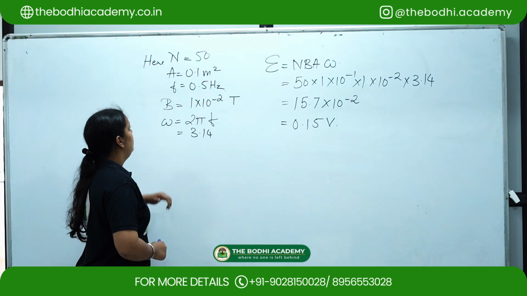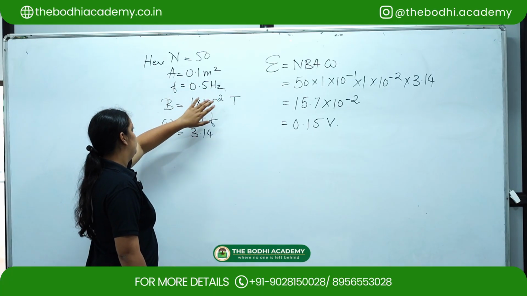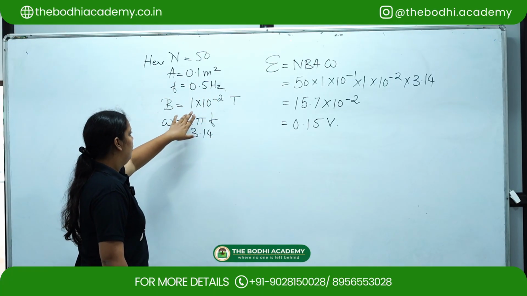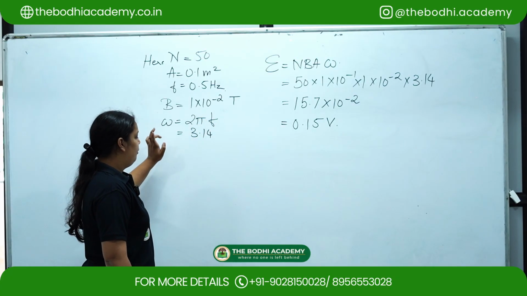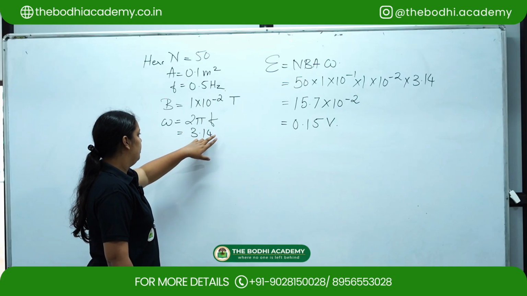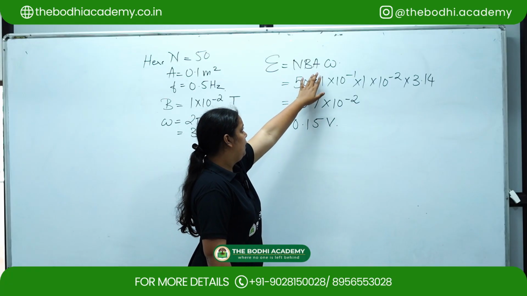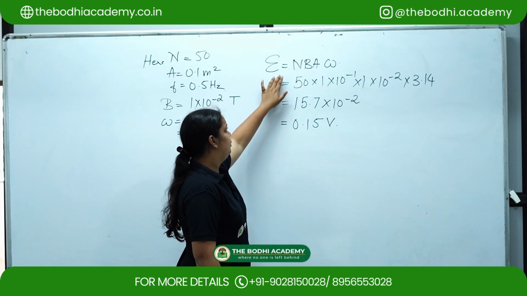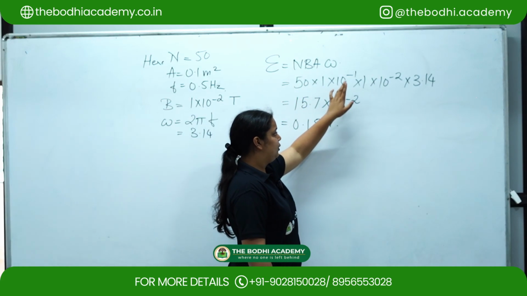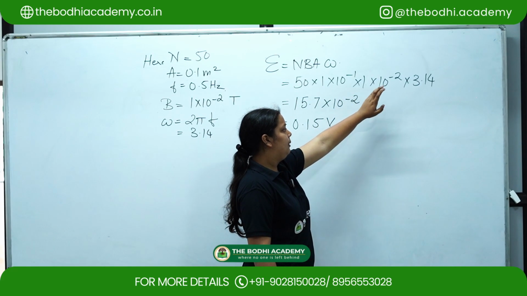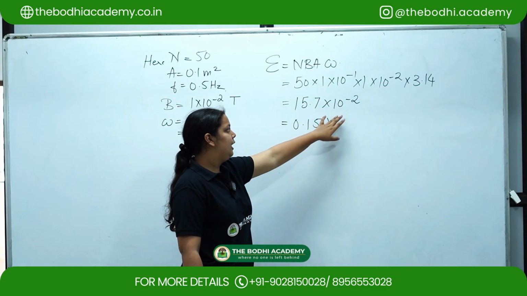We have N equal to 50, area equal to 0.1 meter square, f equal to 0.5 hertz. So B will be 1 into 10 raised to minus 2 Tesla. The angular frequency omega will be 2 pi f, so 3.14 will be the answer. So E equals NBA omega. Substituting the values of N, B, A and omega, 50 multiplied by 1 multiplied by 10 raised to minus 1 multiplied by 1 multiplied by 10 raised to minus 2 multiplied by 3.14, we'll get the answer as 15.7 into 10 raised to minus 2.